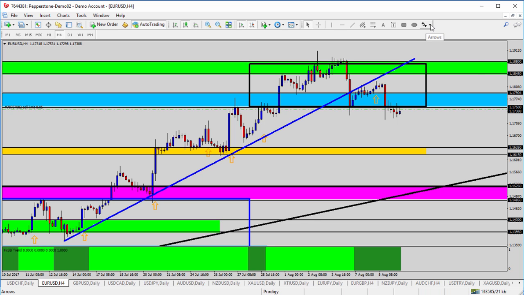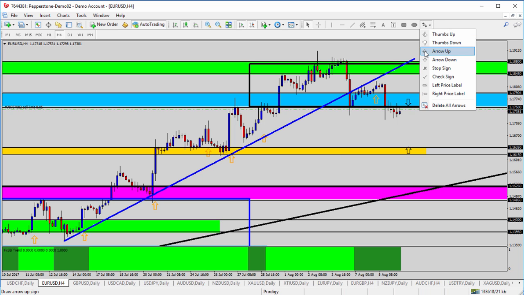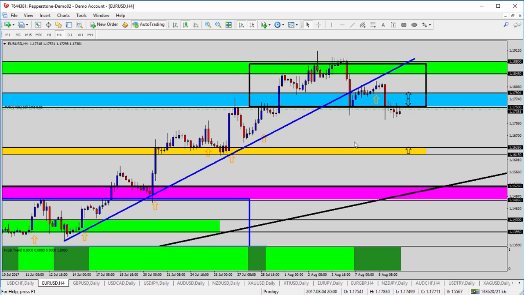So for me today, as long as it stays underneath the blue zone, I'm looking for the potential for a sell opportunity underneath there, with targets to lower levels, maybe even as deep as this yellow zone into 1.1635. The risk in the scenario is pretty easy to figure out. You just don't want it to get back above that blue zone at 1.1790. So staying under the blue zone becomes an opportunity to go short. Getting back above it is the risk in the scenario.